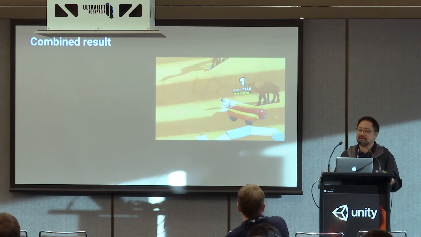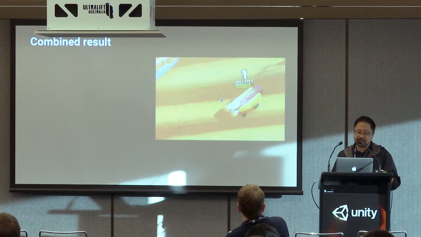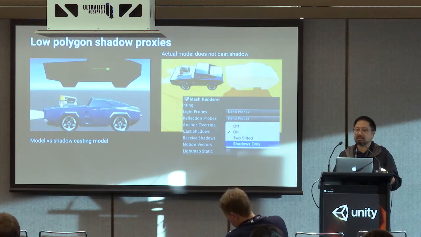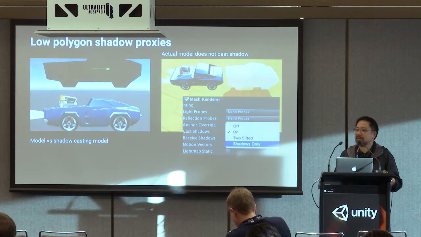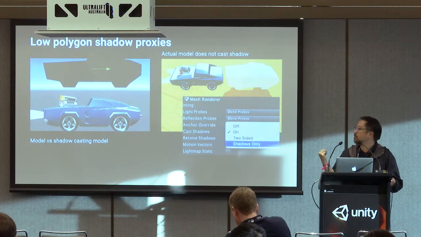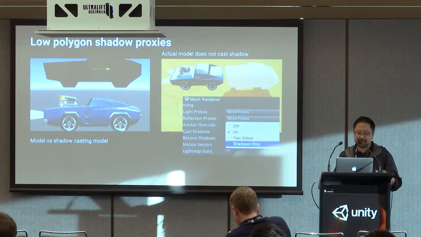Another quick tip you can do is, in our game, we actually don't use the actual model as shadow casters. We use a proxy, a low polygon model. And all you have to do in Unity is set it to shadows only mode.